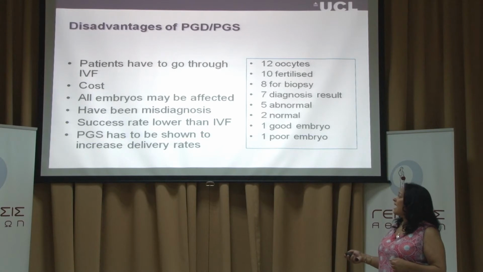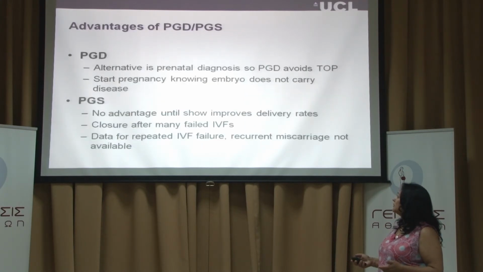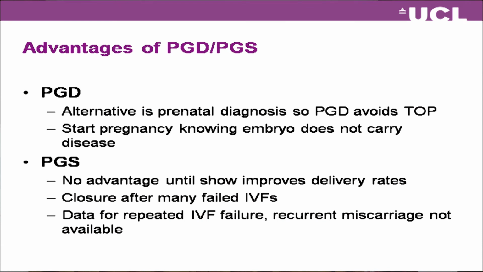And for PGS, it has to be shown from a randomised controlled trial that it increases delivery rates before we can be sure that this procedure is going to be useful to add on. So, the advantages of PGD and PGS. For PGD, it's an alternative to prenatal diagnosis so that the couple can avoid termination of pregnancy, and they start the pregnancy knowing that the embryo does not carry the disease. For PGS, there's no advantage in my view until it shows improved delivery rates.